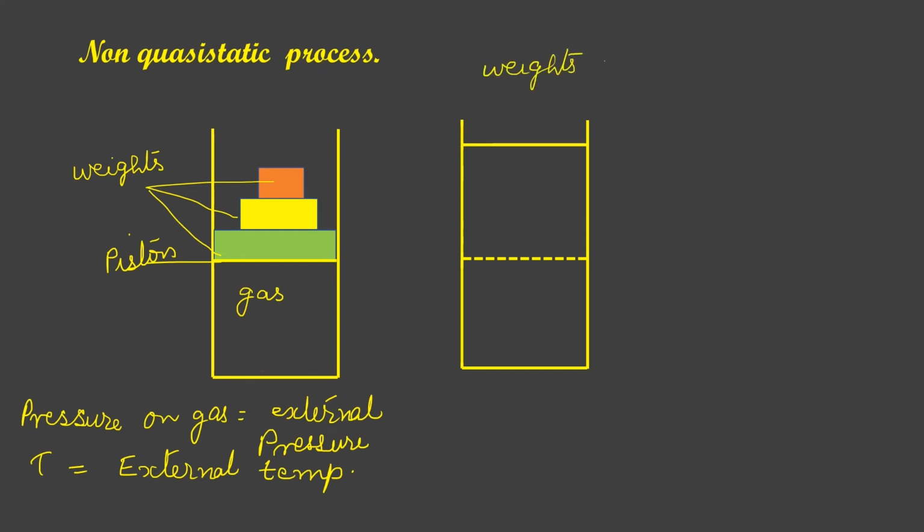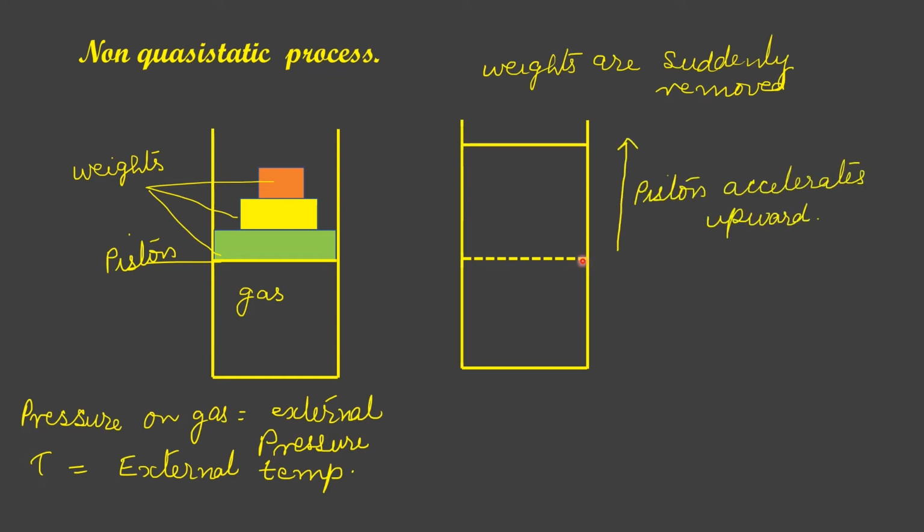What happens when the weights are suddenly removed? This piston, which was in this position initially, now accelerates upward. This is because the gas suddenly expands. This is more or less similar to sudden expansion of a gas in vacuum. In the final stage, it is in thermal and mechanical equilibrium with the external environment.